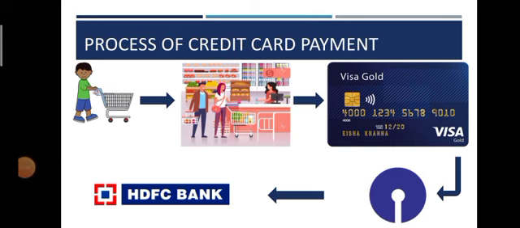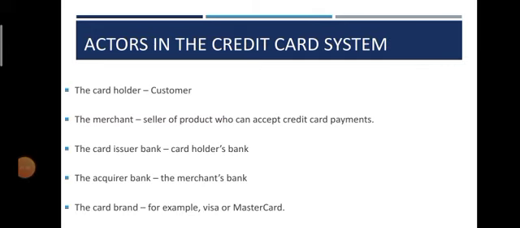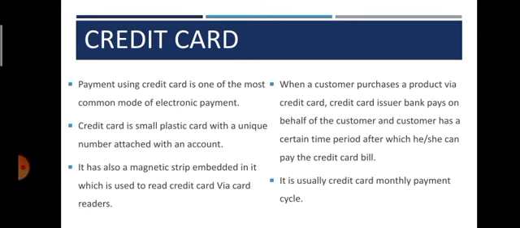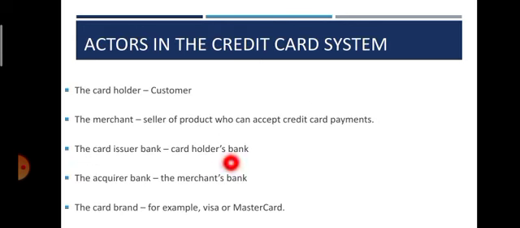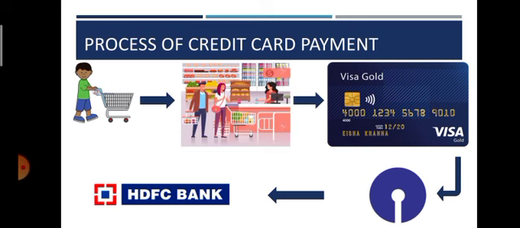So these are all the different actors which are involved in the credit card system. So I hope you all are clear about the credit card. So here this is the main point. When a customer is purchasing a product via credit card, then the credit card issuer bank pays on behalf of the customer, and the customer has a certain time period after which he or she can pay the credit card bill. So this is the main point of this credit card. Okay, so in this point only you can understand how the credit card works. So you can see over here, these are the different actors, and this is the process of credit card payment.